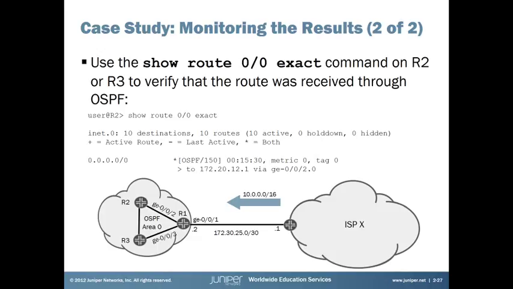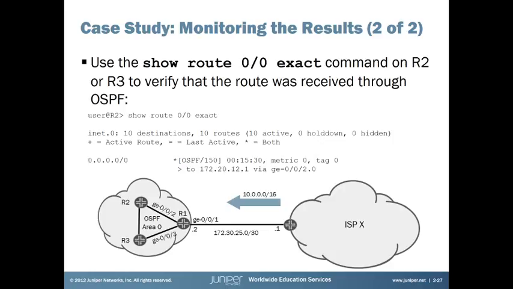Alrighty, let's look at monitoring the results again. Let's do the show route 0.0.0.0 exact command. And on R2 or R3, which are the routers back behind R1 there, we will see the fact that we have got a default route via OSPF. So OSPF is re-advertising that default route. It's got a preference of 150. So the result of that is that default route is exported into OSPF. OSPF re-advertises it to the other routers, and there they have a default route.